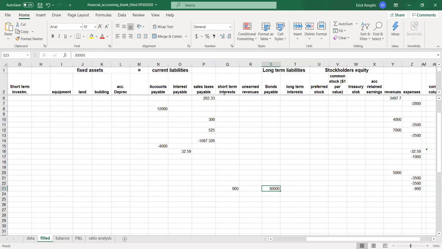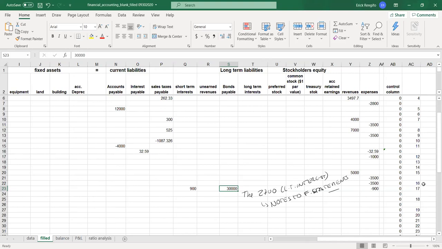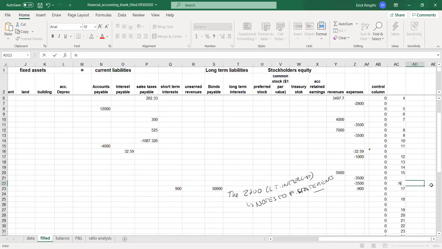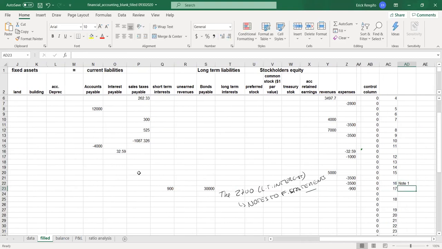Okay. So I will write this here just so we get the 2,700. This is the long-term interest. They all go to the notes to financial statements. Okay, so they don't appear here, but what is gonna happen, guys, is that perhaps here in the balance, you're gonna see a star or something like that. Note one, for example. So when you are reading these financial statements, you need to go to note one and say, oh, got it, 2,700 is a long-term interest rate that is not considered here.